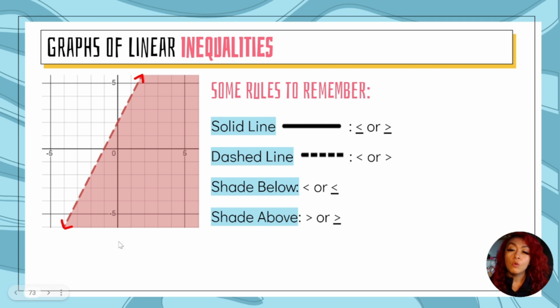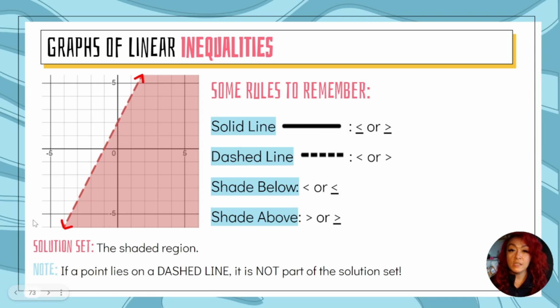Now, you may notice this red shading, right? The red shading is below the line. So the shading is what's going to represent the solution set. And if the shading occurs below the line, that means we're using less than or equal to. If the shading was to occur above the line, that would mean that we're using greater than or equal to.